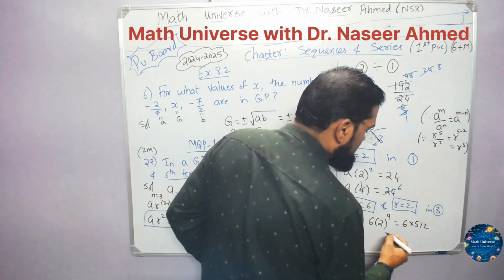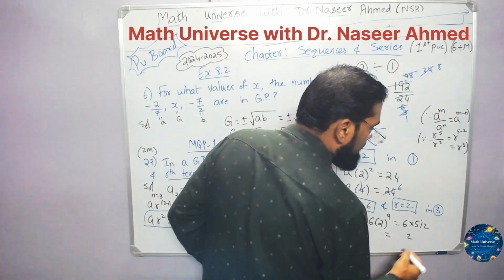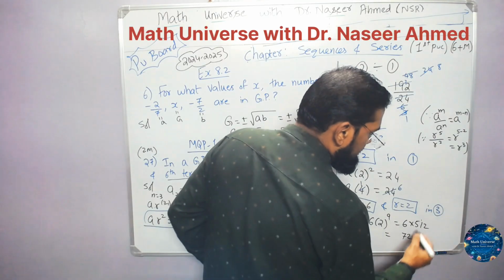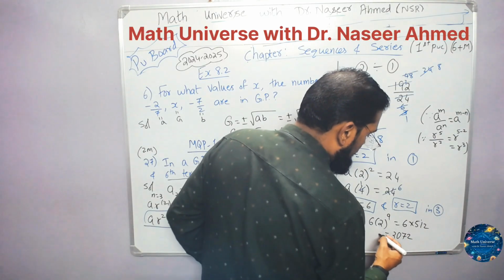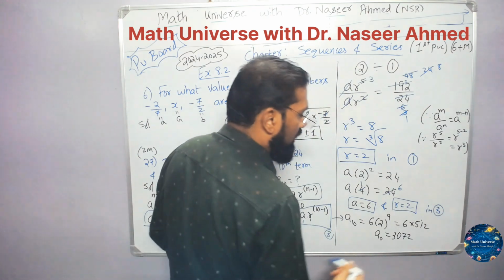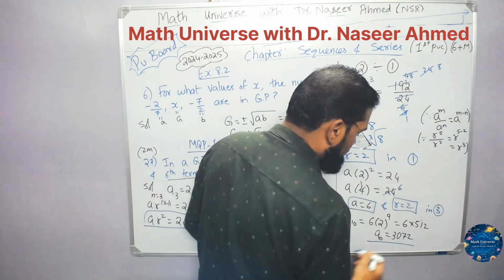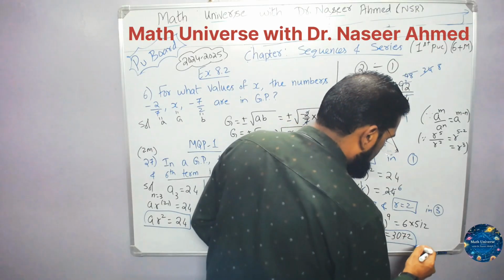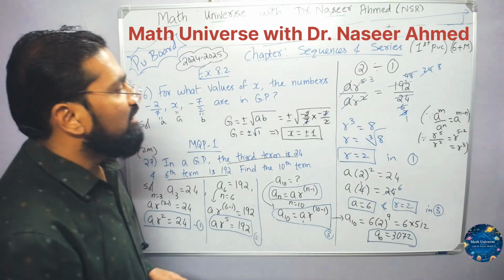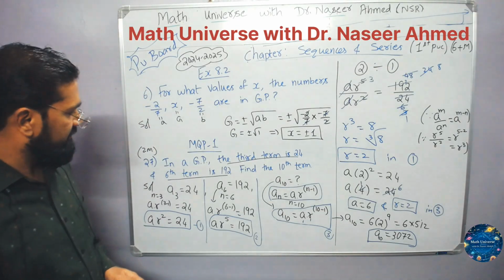Now multiply this, 6 2s are 12, borrow 1, 6 1s are 6, 7, 6 5s are 30. So the 10th term is 3072. 10th term. That's it. Okay, kindly make a note of this.